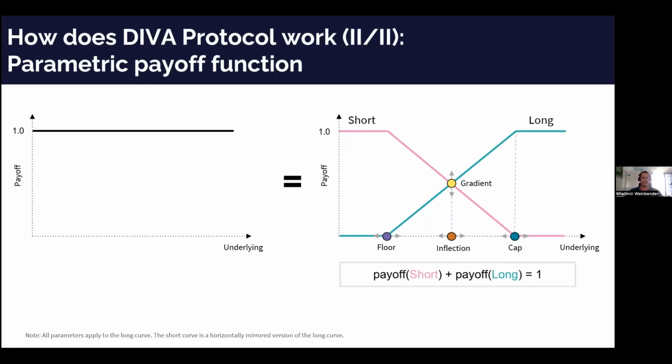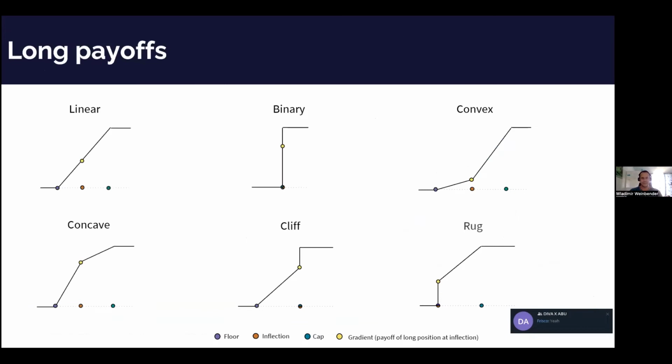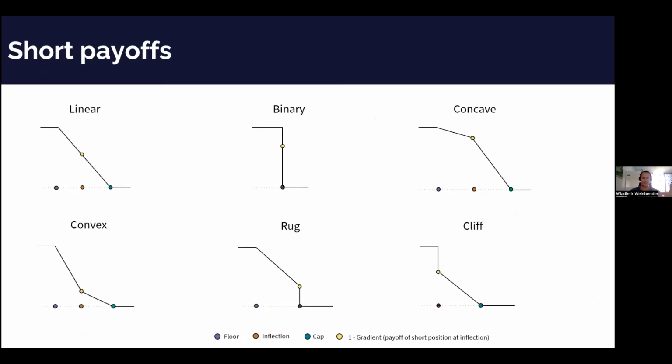And that's how this Diva protocol works. Here, maybe just a few examples of what kind of payoff shapes you can produce just by moving these 4 parameters. So that's on the long side. On the short side, it's basically just mirrored. I can also briefly show you how this looks in the app.